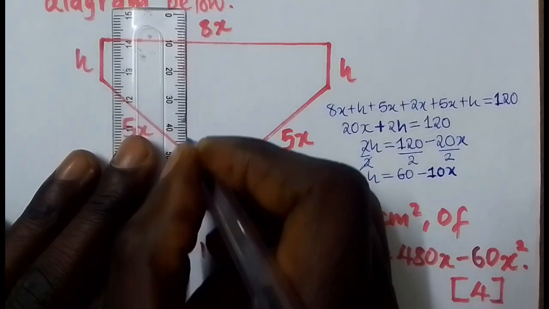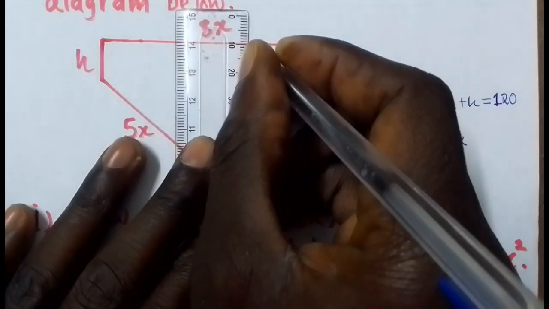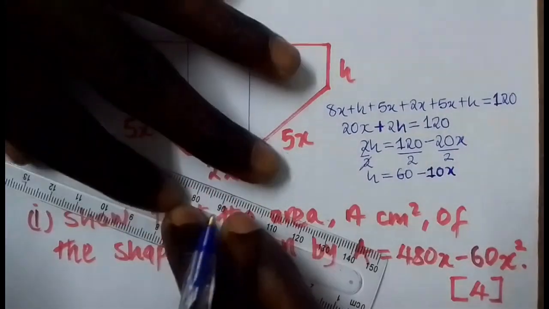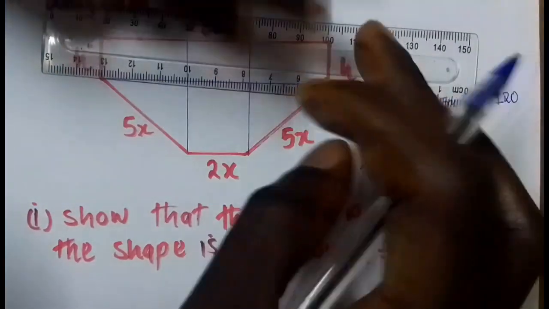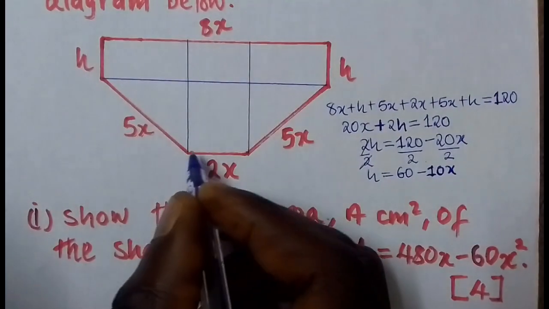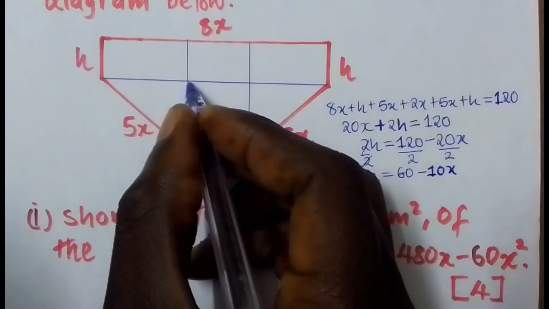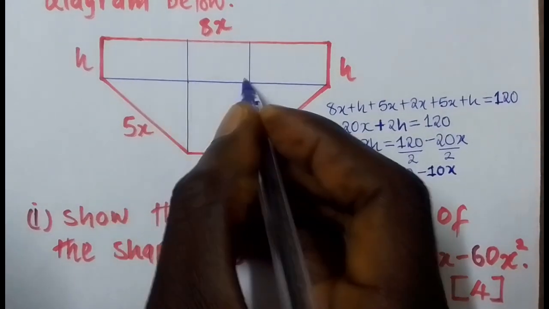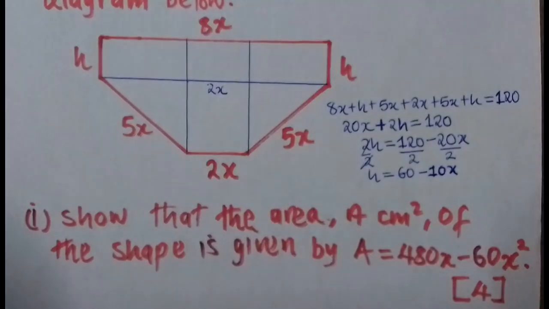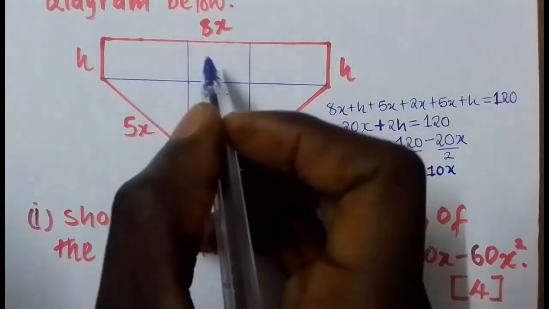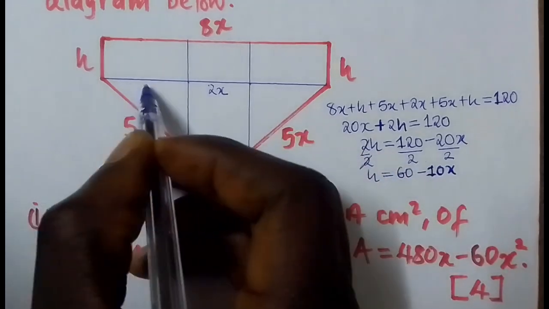2 vertical lines from this corner and this corner, then also from this corner to this corner here. If this is 2x here, then this also is 2x. So the distance from here to here is 2x. So what does this mean then? For this distance from here to here, this means this is 3x and this is also 3x.